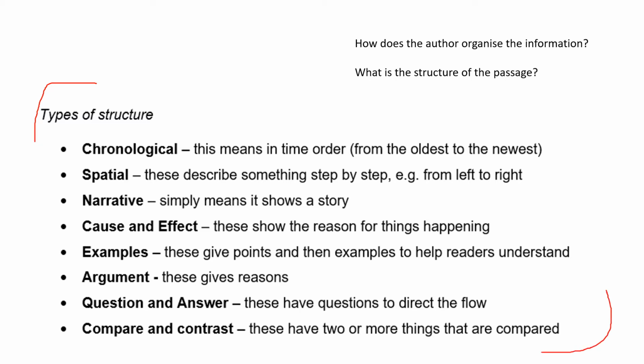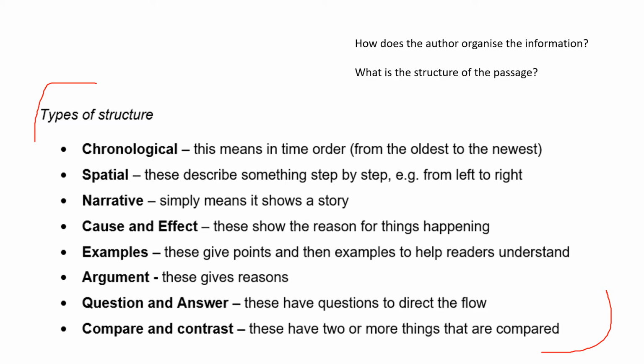Sometimes an author will use chronological structure. This means time order, going from the oldest to the newest. So going in order, you might have words like then, or next, or later, or finally. These things will show you that you're going in time order.